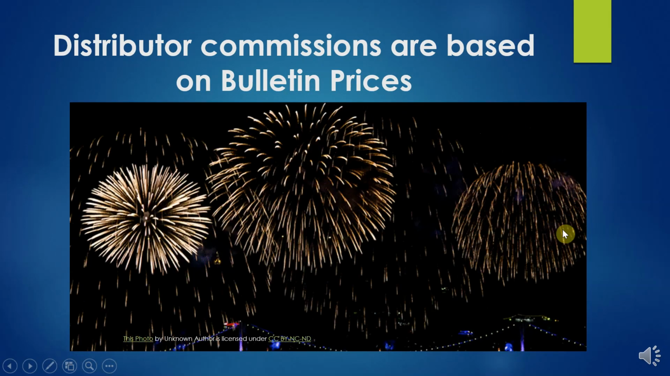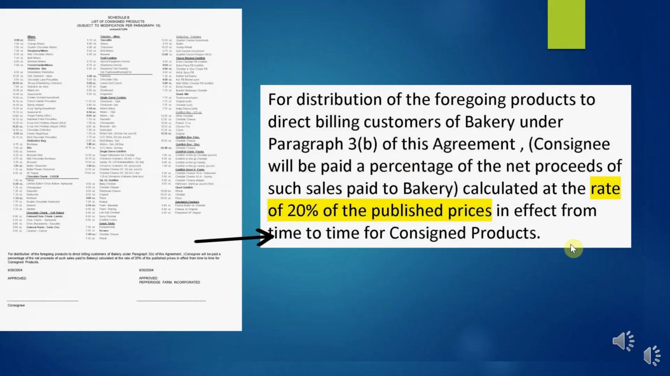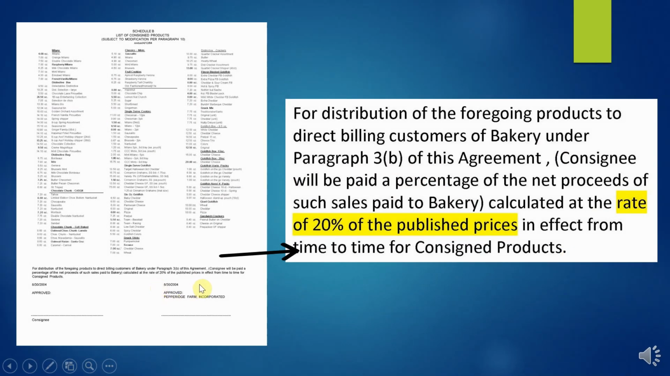How do we know this? Well, let's go back to the contract. Schedule B says, for distribution of the foregoing products to direct billing customers of bakery under paragraph 3B of this agreement, consignee will be paid a percentage of the net proceeds of such sale paid to the bakery, calculated at the rate of 20% of the published price in effect from time to time for consigned products. That is why distributors on both bakery and snack side are paid before the discounts. We are paid published bulletin prices.